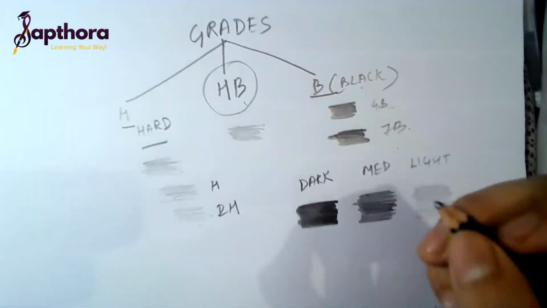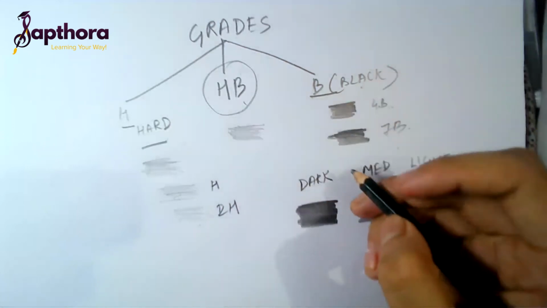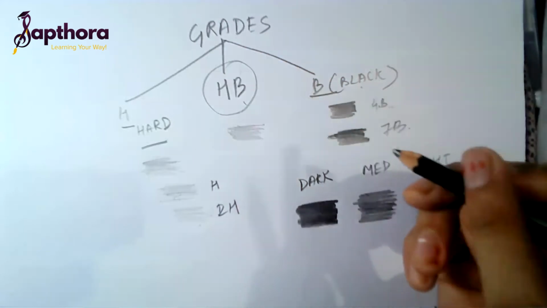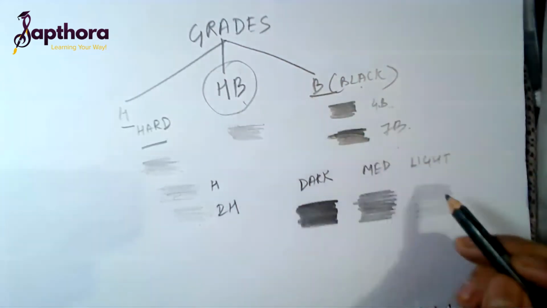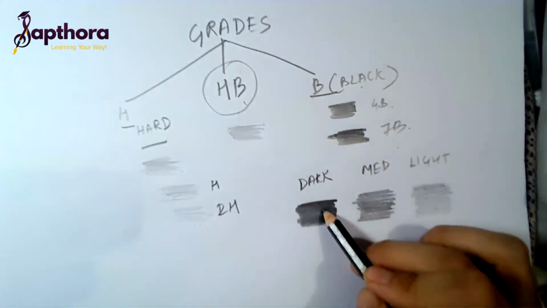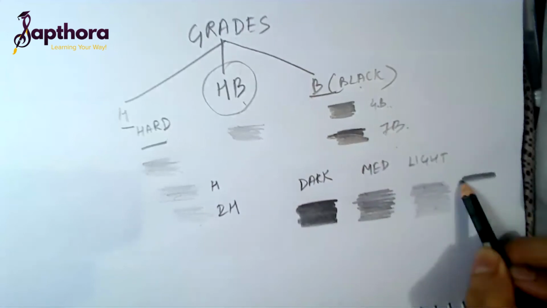So if you see, for the dark tone, I was holding the pencil like this, from the tip. For medium, I went a little at the top. Then for the light, I'm keeping a good amount of space between the lead and my hand so that I can put very less pressure on the paper. So this is your dark, medium, and light tone. Again, we'll go like this, dark.